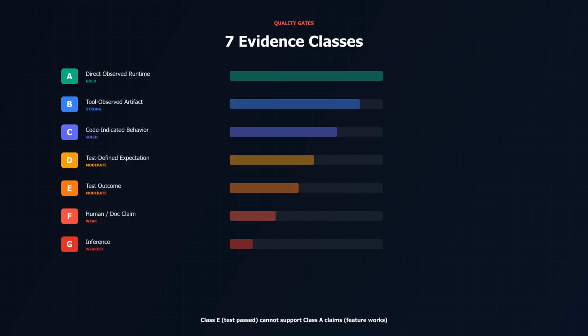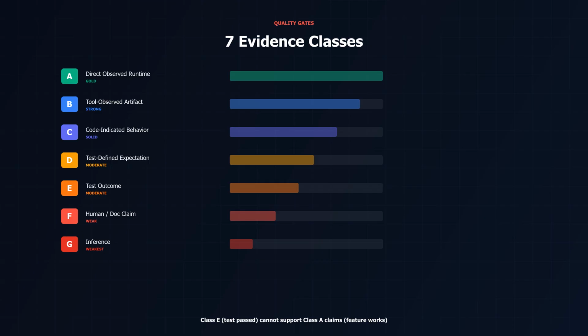I'm Tester, the QA engineer. The evidence system is the heart of our quality approach. We classify every piece of evidence into 7 classes, A through G. Class A is direct observed runtime behavior, the gold standard. Class E is a test passing, which is moderate. Class G is inference, the weakest. The rule is simple. Your claim language must match your evidence class.